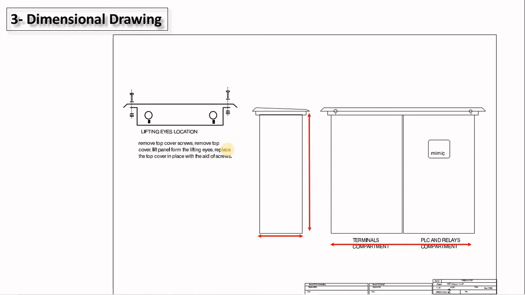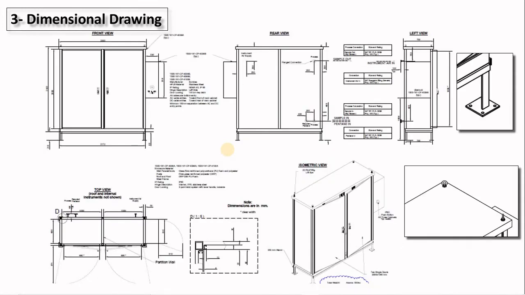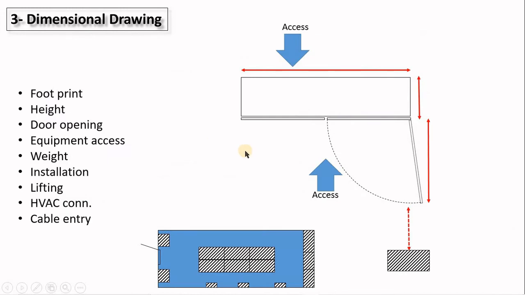Now the next drawing is a dimensional drawing. This could be one or more drawings. The idea is that you will specify the height and width and depth of your cabinet, but not only this, you can also indicate how it will be supported or installed in the field or inside your e-room. Also, you're going to show how you're going to lift this cabinet and from where, and also you're going to show all the connections, meaning where your cable entry is, the size of the cable entry, and also how many cables you're going to go through them.